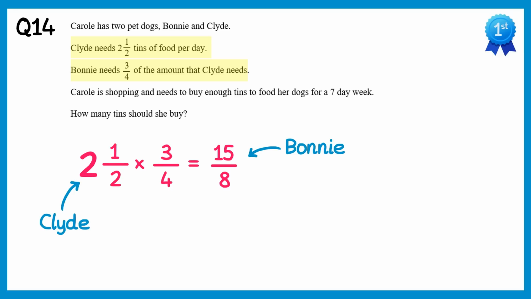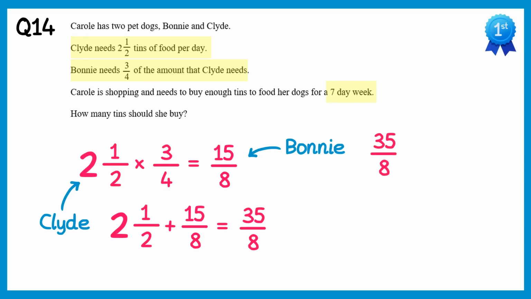If we take these two amounts and add them together, we find out how much is needed each day. So 2.5 plus 15/8, again use your calculator for this, gives you 35/8. So this is how much is needed each day, but we're asked in the question for 7 days. So we take this number, multiply it by 7, and you'll get 245/8, or as a decimal, 30.625.